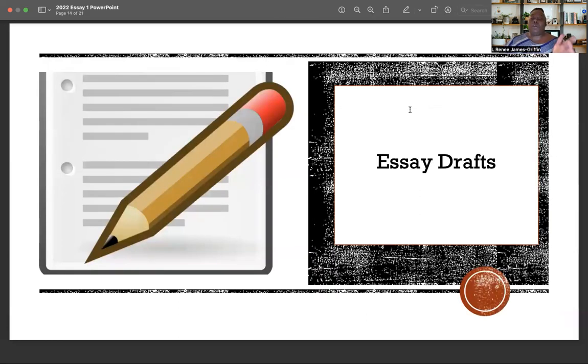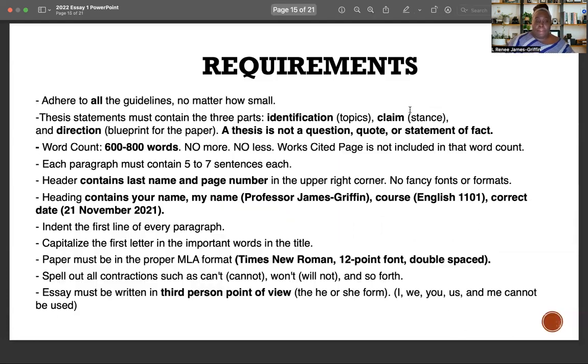Okay, so we've been going through the steps so far. We chose a topic, we brainstormed about that topic. After we brainstormed, we did a brief outline for the topic. And then the next step is pretty much to start doing the essay drafts. So in this stage, you're going to do the rough draft and the final draft. But before we get to writing the essay, we have to make sure that we know what the requirements are. Okay.